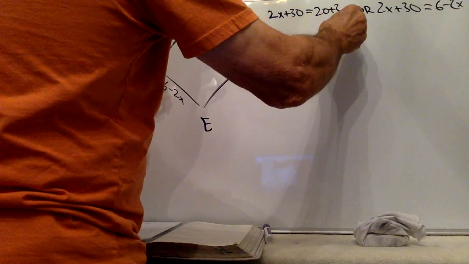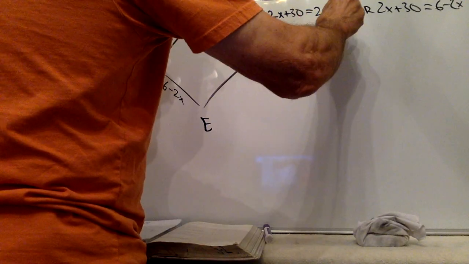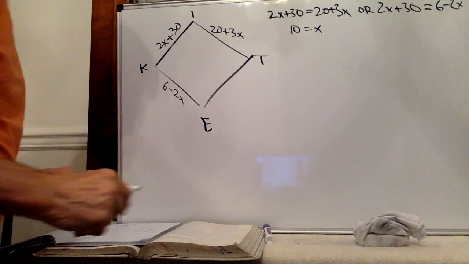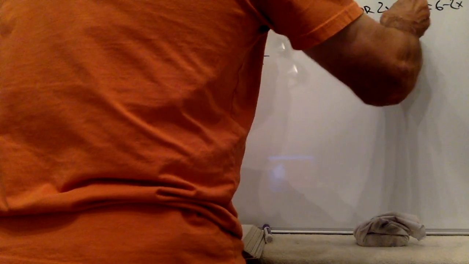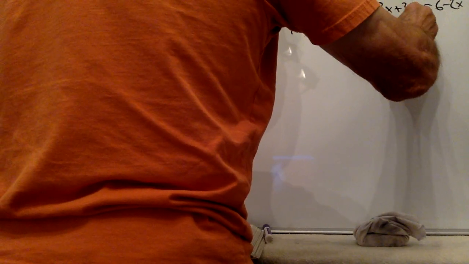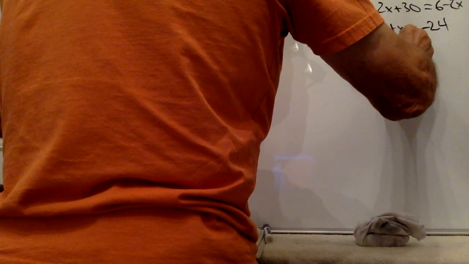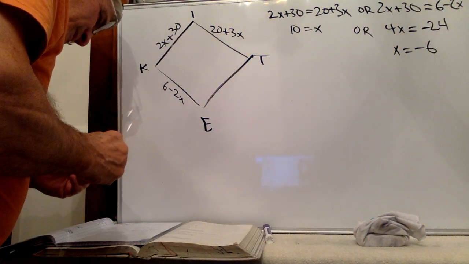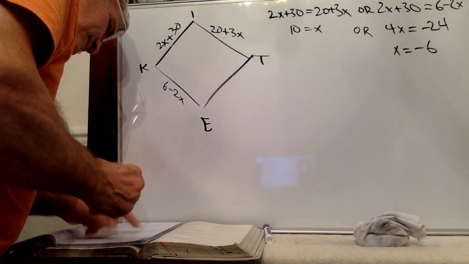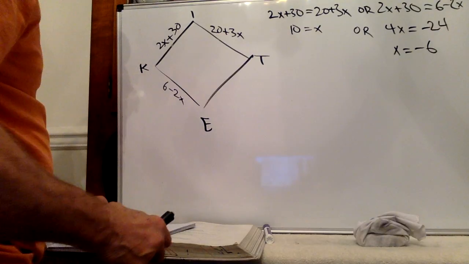So solving, subtract 20 from both sides, subtract 2x, and you get x equals 10, if it's that way. Or, if you do it this way, add 2x to both sides, you get 4x, subtract 30 equals negative 24, so x would equal negative 6. Unless I did that wrong. No, I did it right.